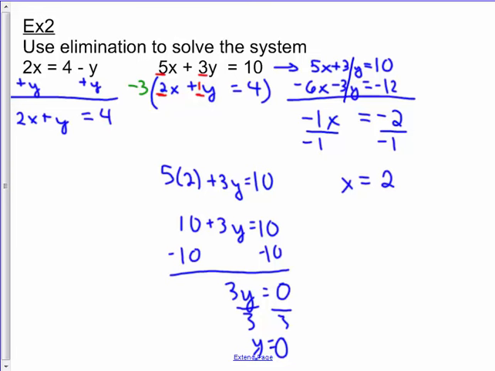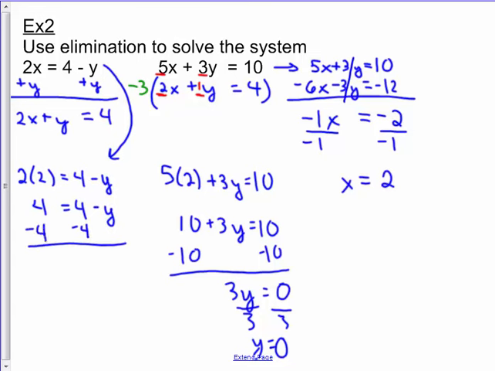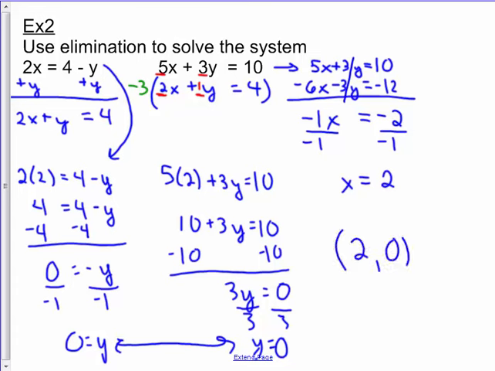I could just as easily have done it with the first equation. And we should get the same answer. We should get 0. So when I plug it in, 2 and 2 is 4. I get 0 equals -y. When I divide by -1, I get y is 0. Obviously, you only have to do it for one of the equations, but I was just showing you, yeah, you get the same thing. So what's my final answer? I'm going to write it as an ordered pair, (2, 0).